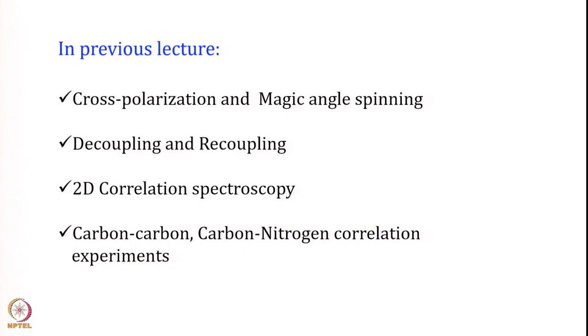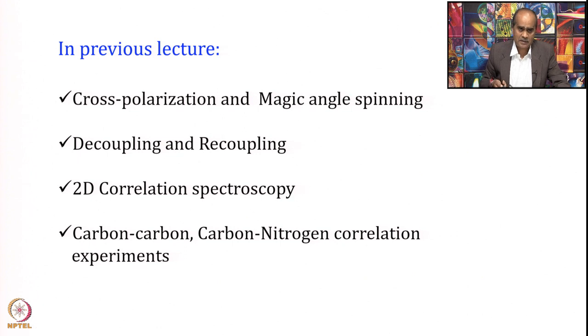Just to summarize what we discussed: cross polarization and magic angle spinning are the two basic building blocks of solid state NMR. Then we discussed decoupling, which enhances the resolution, and recoupling, which reintroduces the interactions lost because of anisotropy. Then we use 2D correlation spectroscopy for resonance assignment. We briefly looked at the carbon-carbon correlation 2D spectrum and the carbon-nitrogen 2D experiment, and today we are going to discuss in more detail how we can use carbon-carbon and carbon-nitrogen correlation for resonance assignment.